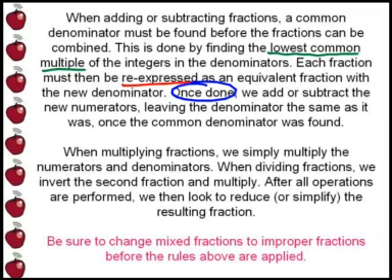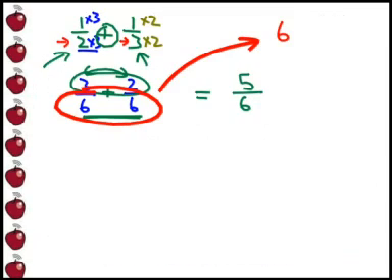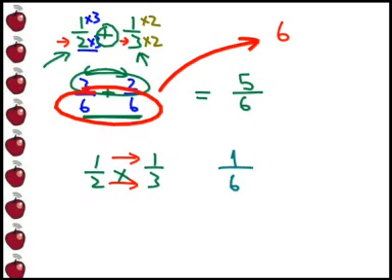When multiplying fractions, we simply multiply the numerators and the denominators. Let's look at an example for that as well. A half multiplied by a third. We simply multiply the numerators. 1 times 1 is 1. And we multiply the denominators. 2 times 3 is 6. So the answer of a half multiplied by a third is equal to a sixth.